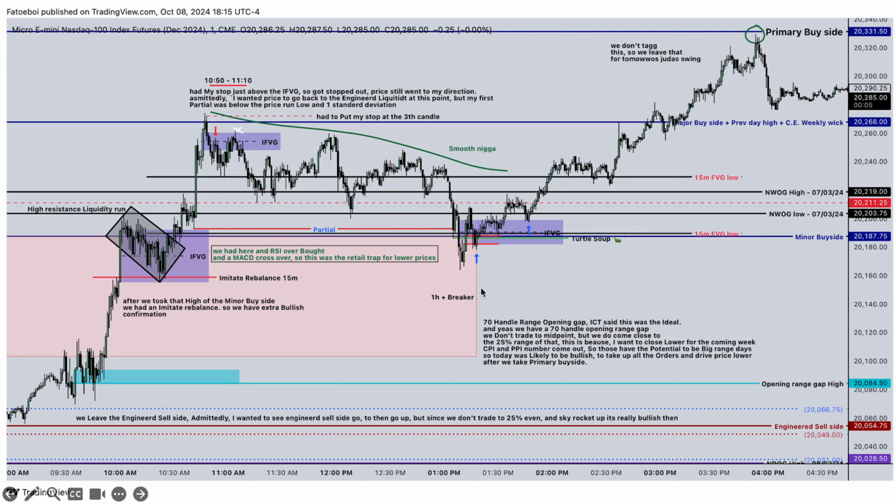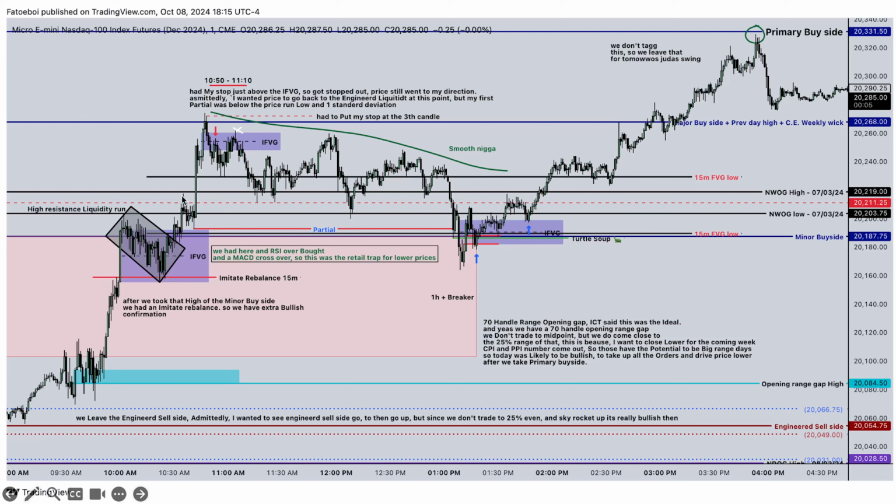After we take out minor buy side, we draw down to have an immediate rebalance, and we do close a little bit at this inverse fair value gap, but once we trade above it, I couldn't find an entry on the 1 minute chart, so it leaves without me once again.